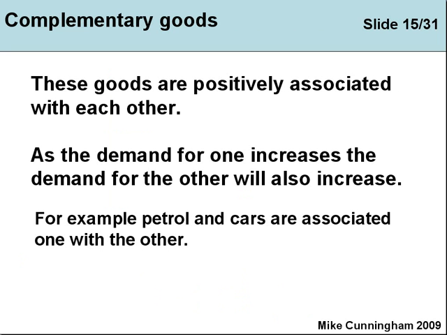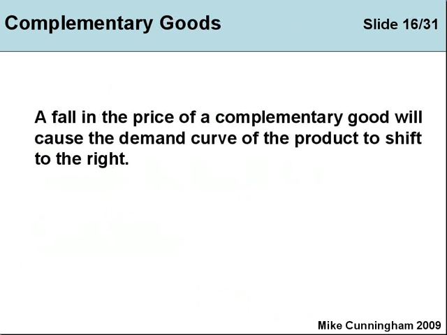For example, petrol and cars are associated with one another. As the demand for cars increases, more cars on the road, there will be a greater demand for petrol. They're complementary goods. They go together. A fall in the price of a complementary good will cause the demand curve to shift to the right.